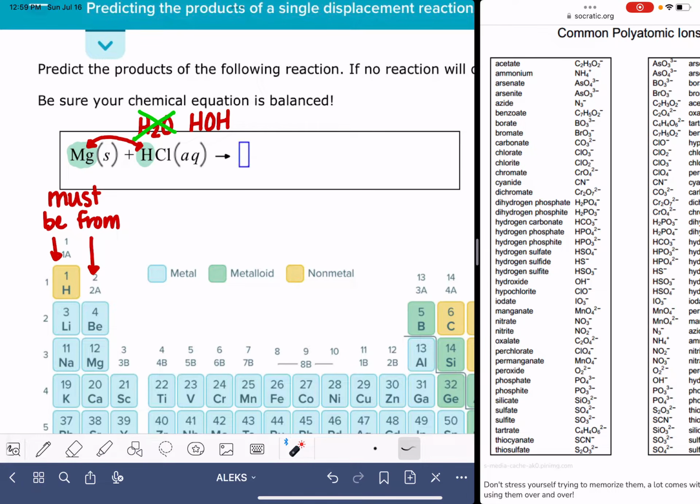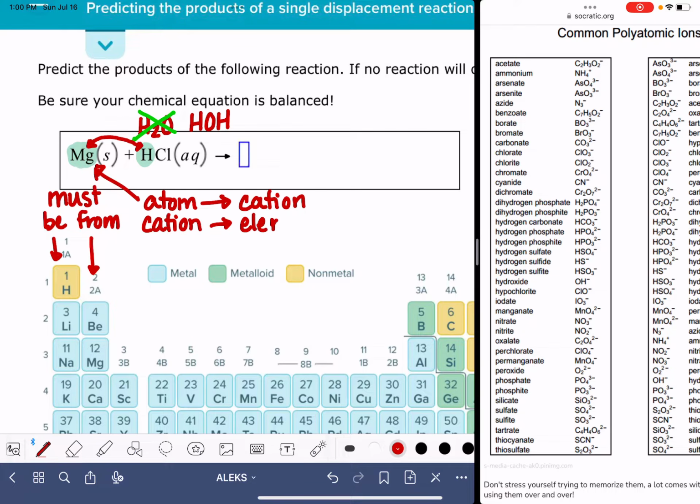In this type of reaction, we're not simply swapping the atomic element for that hydrogen atom. We are actually changing the magnesium, which is in the atomic state right now, so it is currently an atom, into a cation. And the hydrogen, which is currently a cation, is going to turn into its elemental state or its atomic state. For hydrogen, the elemental state or the atomic state is H2.